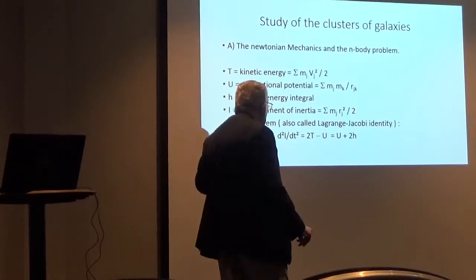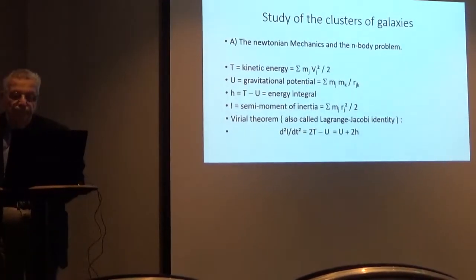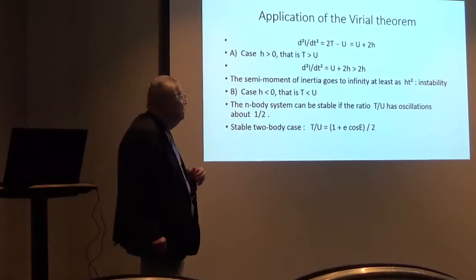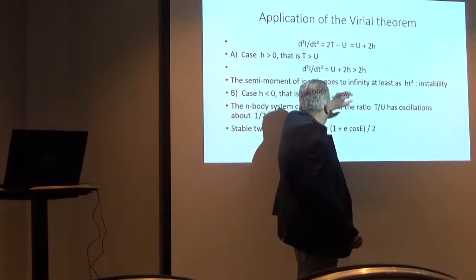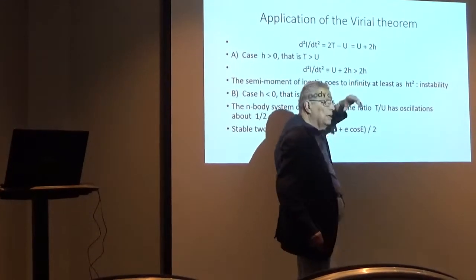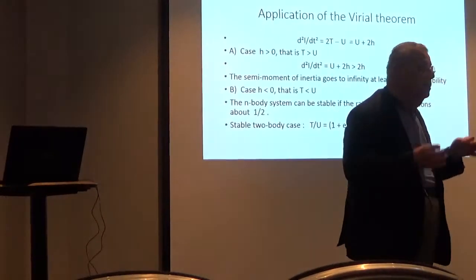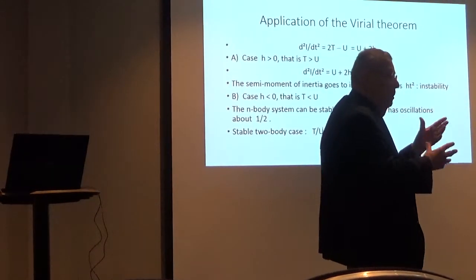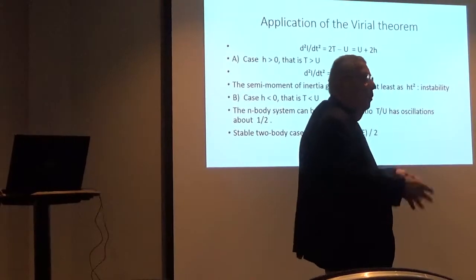So consider a case in which H is positive. If H is positive, then the second derivative is larger than 2H, and the semi-moment of inertia is at least as large as H t squared. It goes to infinity. The system is not stable. Some of the bodies are going to infinity, and generally all of them.